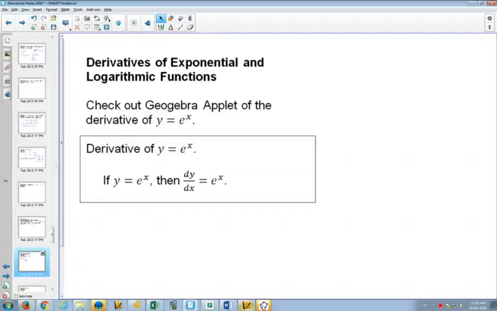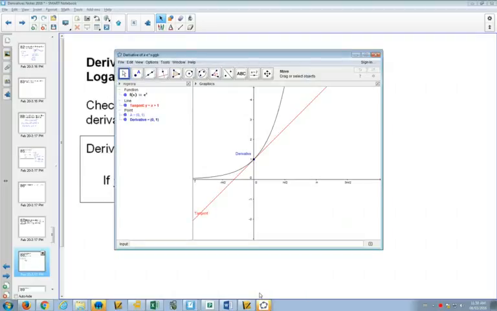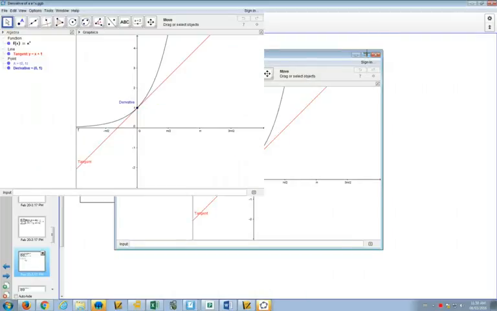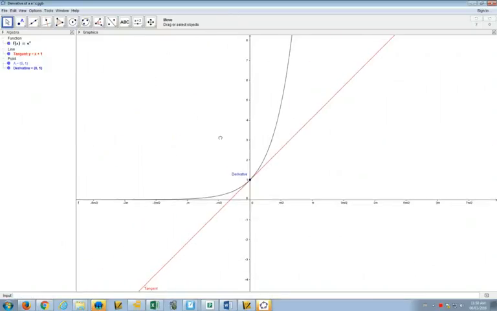Okay, so we're going to look at what happens with the graph of e to the x. So the black line there, that's our graph of e to the x. It's an exponential function. You might remember it had an asymptote at y equals 0, just like all exponential functions.